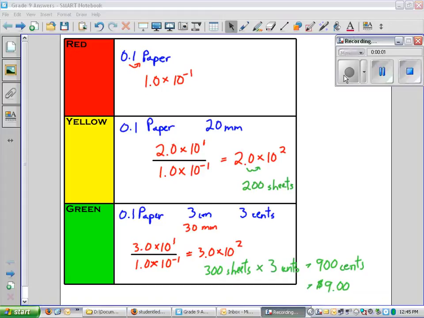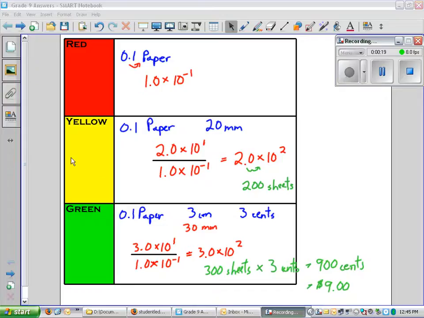Okay, this recording has been done just to wrap up the grade 9 student-led conference portion. I just want to go over the answers for all three questions. So we were doing scientific notation as our major focus or outcome at this point in time. We now have actually moved on to some pattern stuff as well.